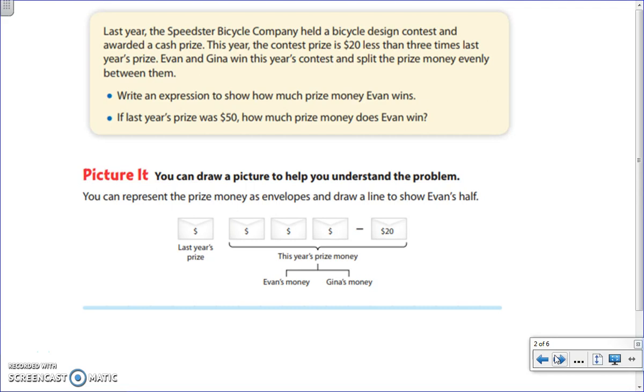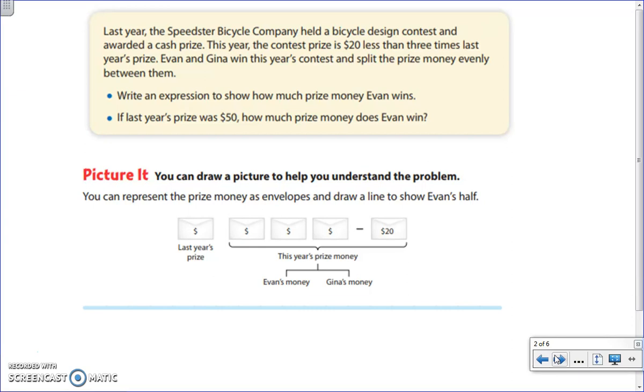Last year, the Speedster Bicycle Company held a bicycle design contest and awarded a cash prize. This year, the contest prize is $20 less than 3 times last year's prize. Evan and Gina won this year's contest and split the prize money evenly between them. We need to write an expression to show how much prize money Evan wins. And it says if last year's prize was $50, how much money does Evan win?